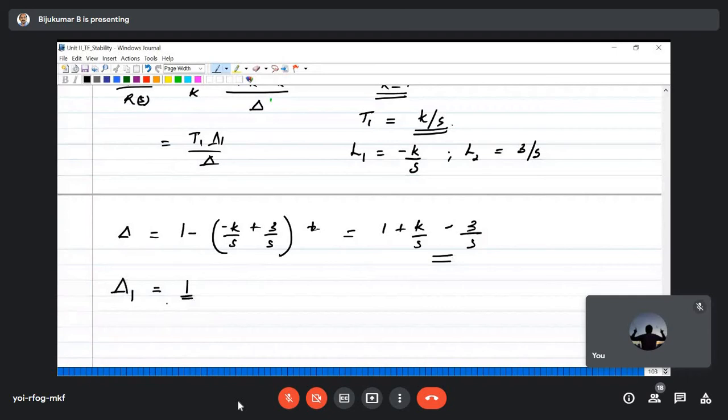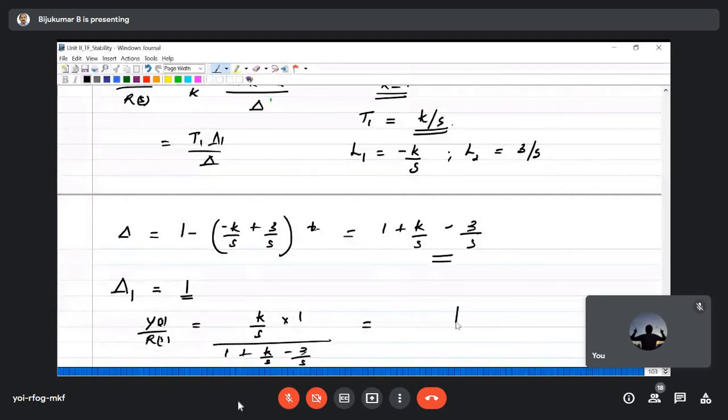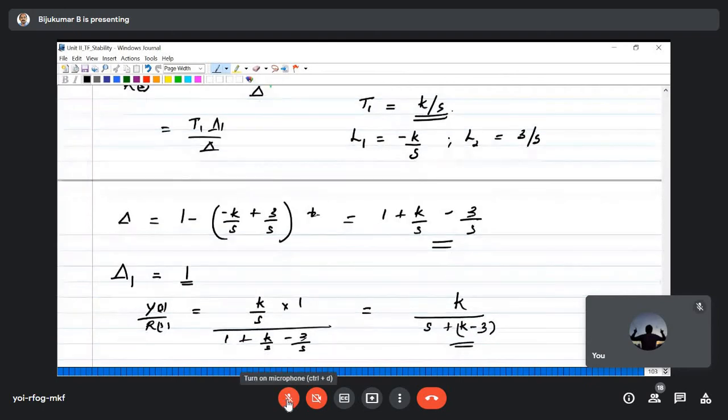Okay, 1. Fine. So now the transfer function Y of s by R of s equals T1, which is K by s, delta 1 is 1, all divided by 1 plus K by s minus 3 by s. So this becomes K divided by s plus K minus 3. Is it correct? Yes, sir. Correct.